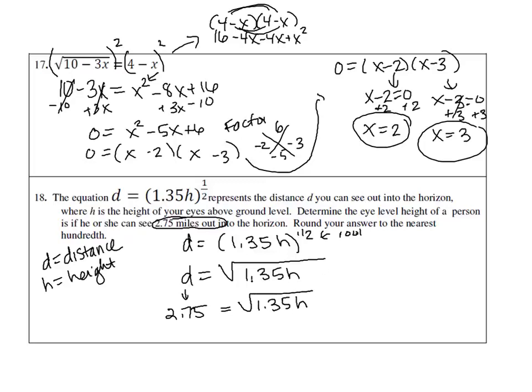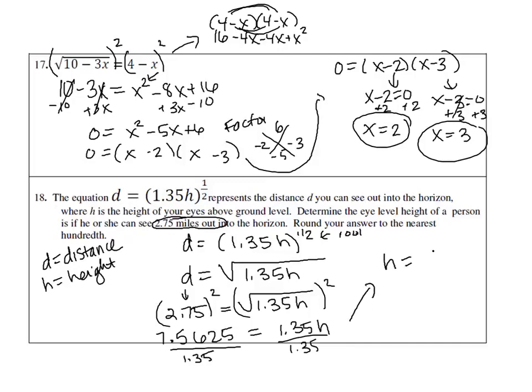Alright, so to start solving, we are going to square both sides. And when you square this, don't round it on your calculator. We don't round until the very end of the problem. And then we're going to divide by 1.35 to get H all by itself. So H is 5.60 miles. If they give you units in the problem, you should give me units.